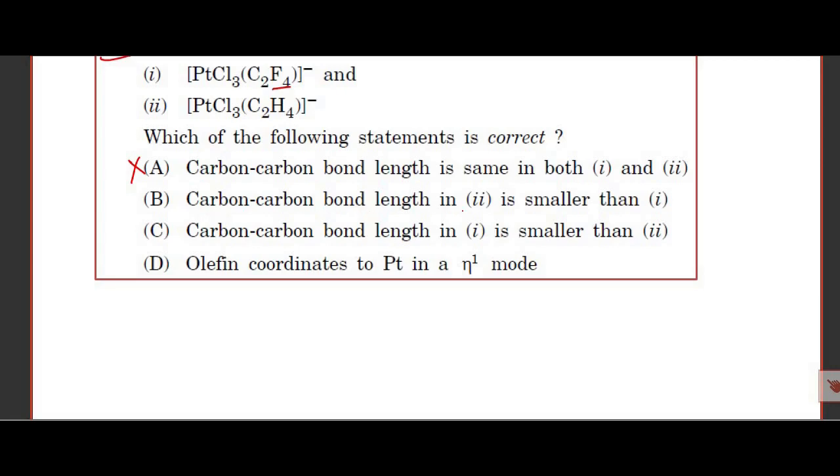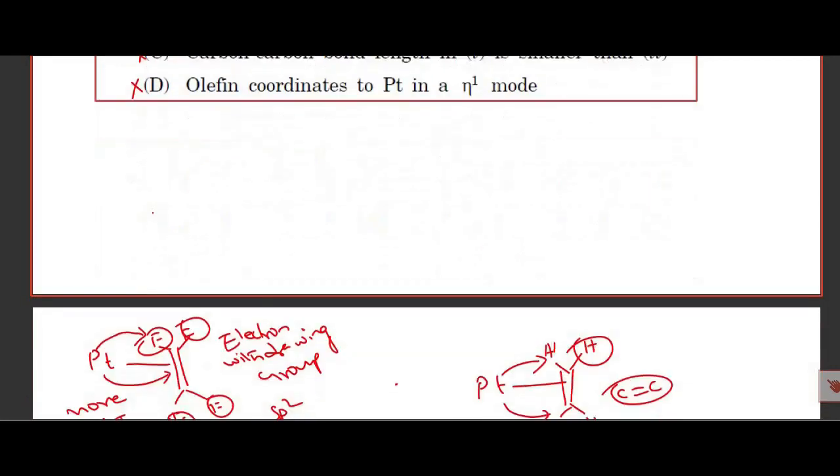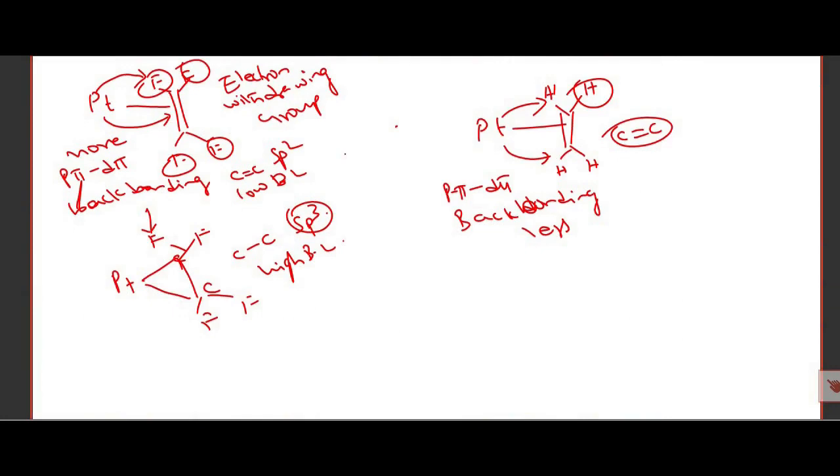Carbon-carbon bond length in 2 is smaller than 1. Yes, it is correct, because in complex 2 the bond length is smaller, whereas in 1 the bond length is longer. The elongation of bond occurs in 1. In the others, bond length 1 is smaller, it's just opposite, so it is all wrong. No, option B is correct. In complex 1, elongation of bond occurs, C double bond C becomes C single bond C.